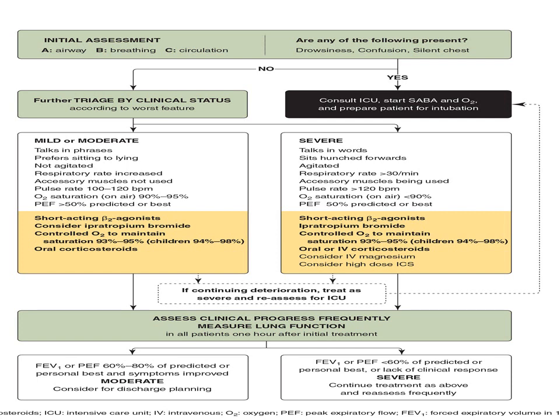As for severe, the patient talks in words only, sits hunched forward, agitated, respiratory rate more than 30, accessory muscles used, pulse rate more than 120, O2 sat less than 90. This needs careful monitoring, physical exam, signs and symptoms, chest x-ray, and ABG results to diagnose and to help differentiate between these two types also.